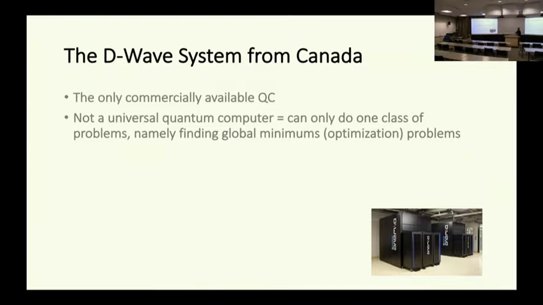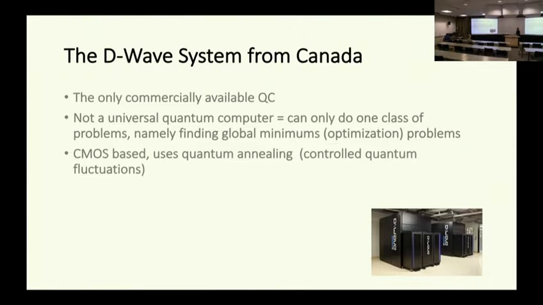This is not a universal quantum computer. A universal computer is like our PCs that can be programmed to do anything. This is a computer that does only one kind of thing. They're basically finding minimums, called optimization. Again, it uses something called quantum annealing, which is a way to minimize energy. They do that by using niobium wires and loops of niobium wire and cool down to liquid helium temperatures.